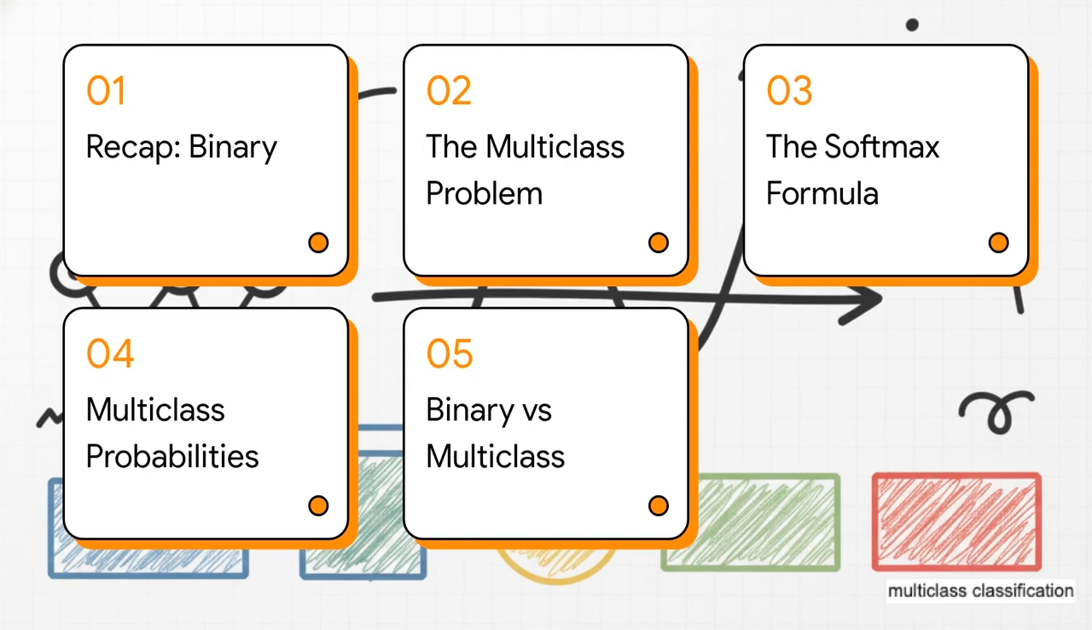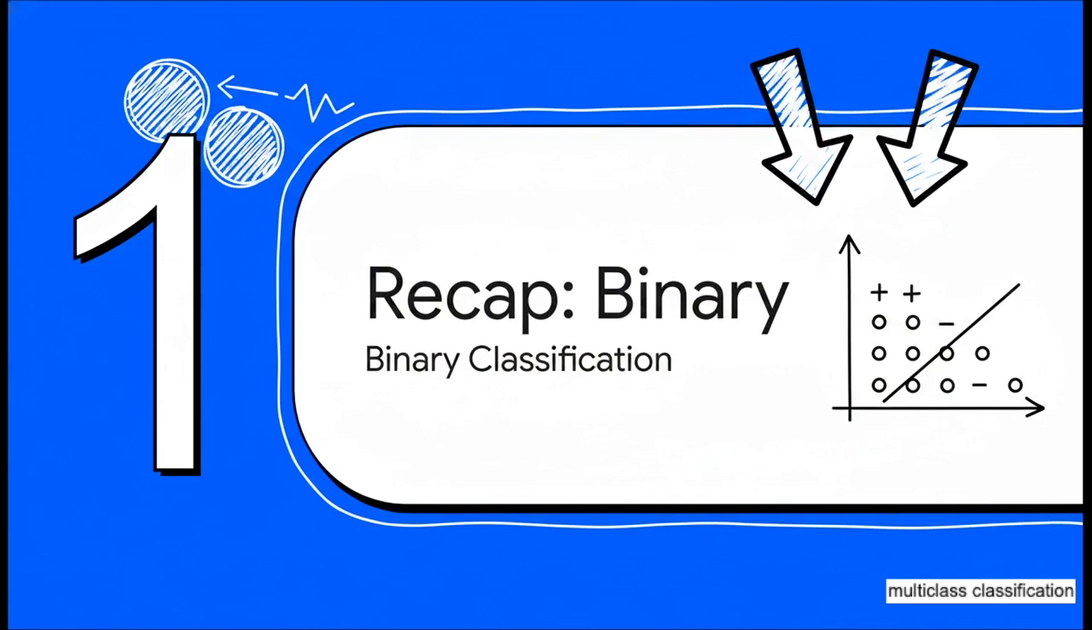Here's our roadmap for today. We'll start by recapping binary classification, then introduce the multi-class classification problem. After that, we'll explain the softmax formula, calculate some multi-class probabilities together, and finally, do a side-by-side binary versus multi-class comparison. All right, let's kick things off with part 1, recapping binary classification.